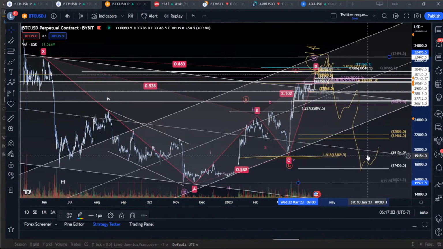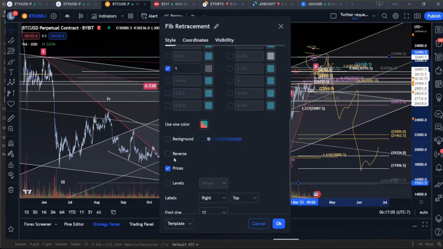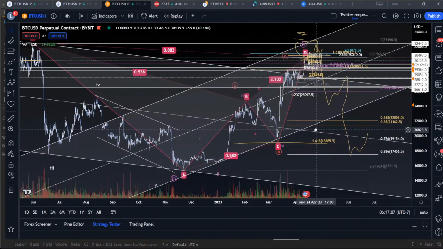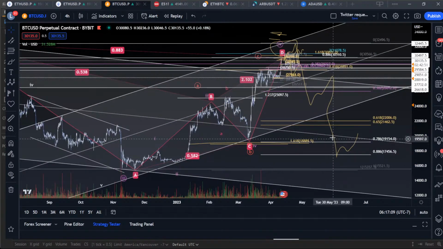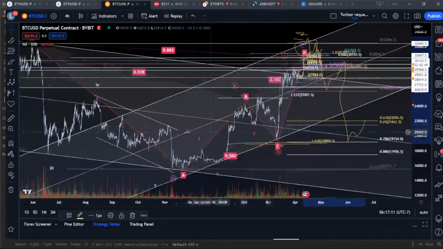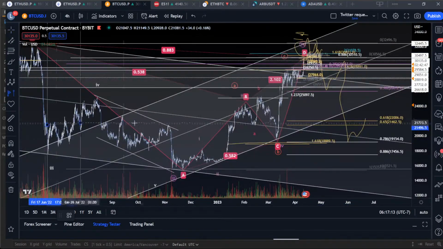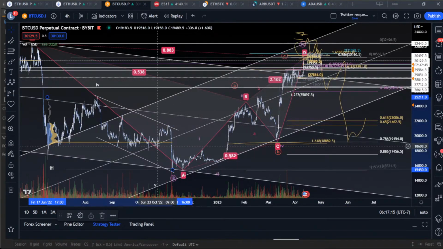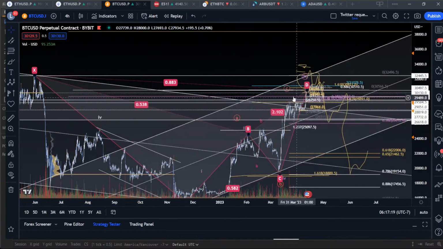This 786, I guess I don't have the levels turned on here. I'll turn those on. This 786 would be quite interesting, actually. So this still comes back down into our old range point of control. So I would say I'm certainly accepting that we're breaking these highs. I'm accepting that anything can happen here.